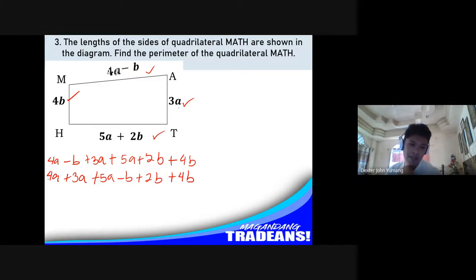So i-add na natin sila. 4 plus 3 plus 5. 4 plus 3 is 7 plus 5 is 12. And pareho man silang variable na A, so isusulat ang A. Dito naman, si minus B, ibig sabihin minus 1 yan siya, invisible 1. Okay? Kapag letter lang po, may invisible 1 siya. So, ang 2 binawasan mo ng 1, magiging 1 na lang siya. Plus 4, magiging 5. Yan ang apelyido nila or variable nila is B. So therefore, ang sagot po dito is 12A plus 5B.